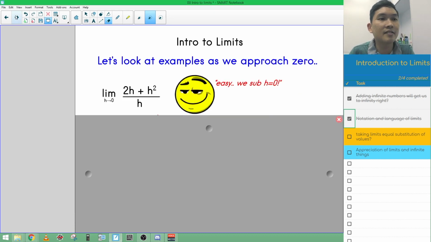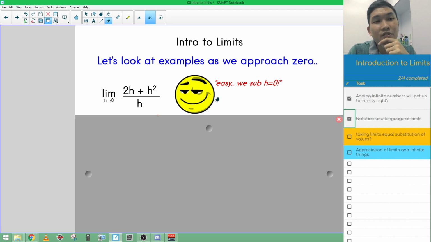In the next slide, what we have here is an expression. You can see it's a fraction. It is 2h plus h squared divided by h. Okay, and we're going to take the limit of this expression as h approaches 0. So I know the first question to ask is, why are we approaching 0, right? 0 is a number we know how to get to, right? Okay, let's take a look, okay?